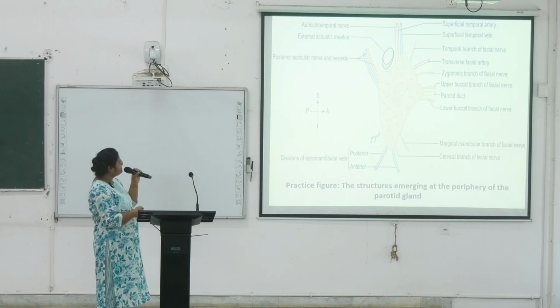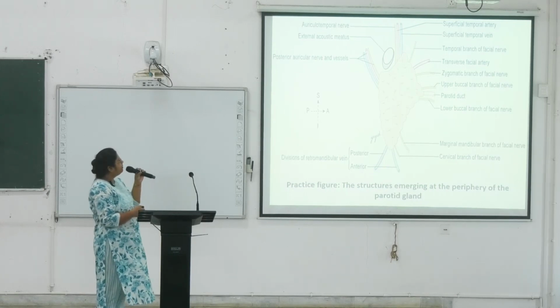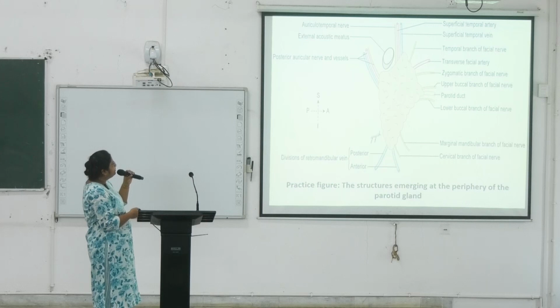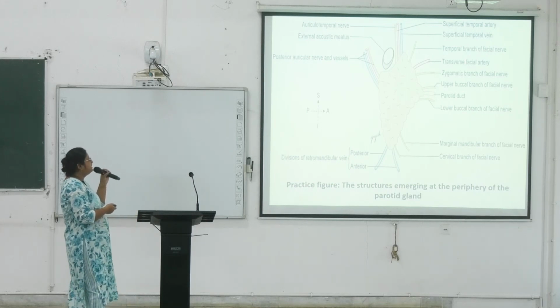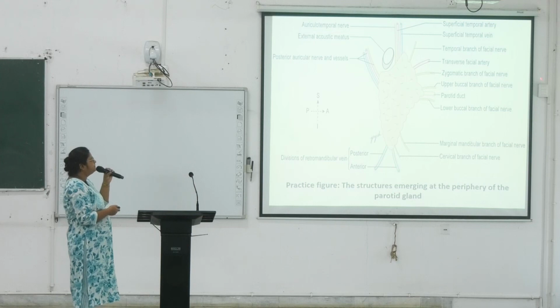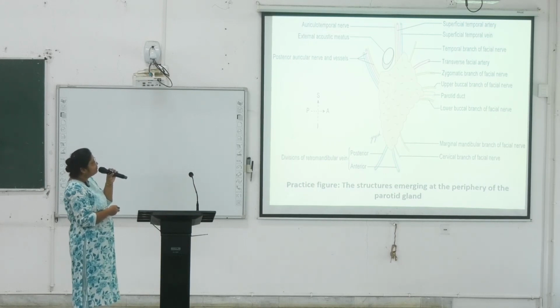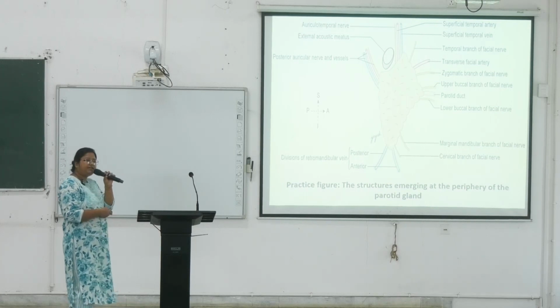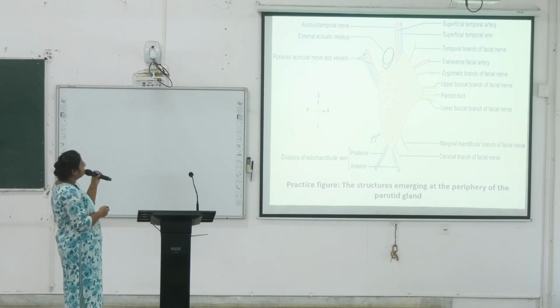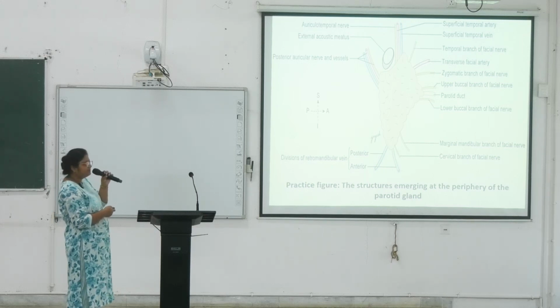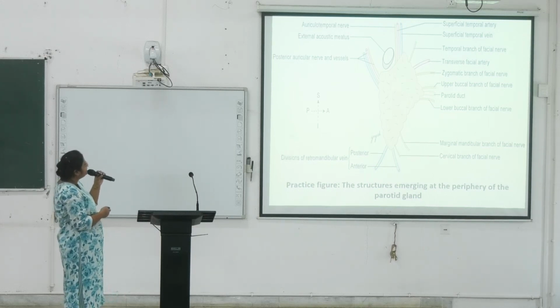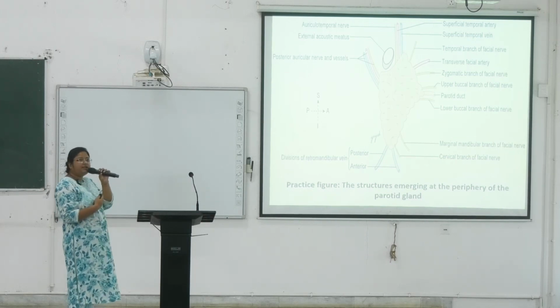See, practice a schematic diagram like this. All those structures I have discussed. Temporal branch of facial, transverse facial artery, zygomatic, upper buccal branch of facial nerve, parotid duct, lower buccal branch of facial nerve, marginal mandibular branch of facial nerve, cervical branch of facial nerve from the apex, and two divisions of retromandibular vein near the apex. Near the base, auriculotemporal nerve and superficial temporal vessels. And posterior to the external acoustic meatus are the posterior auricular nerves and vessels. Okay, understood?